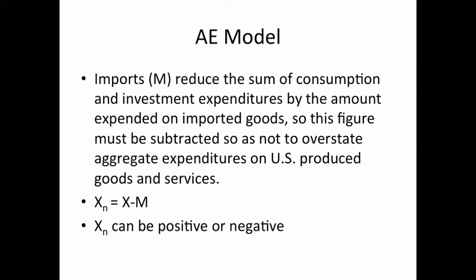So imports reduce the sum of consumption and investment expenditures by however much is being spent on those imported goods. Because if we include in C and I, as we do, all goods and services purchased, then we have to deduct from that amount how many of those goods and services were produced abroad. So we subtract that figure so we don't overstate aggregate expenditure on US produced goods and services. So therefore we have this net measure of net export spending, X minus M. And because it's a net measure, it can be positive or negative.